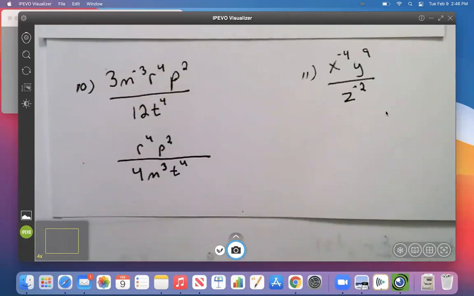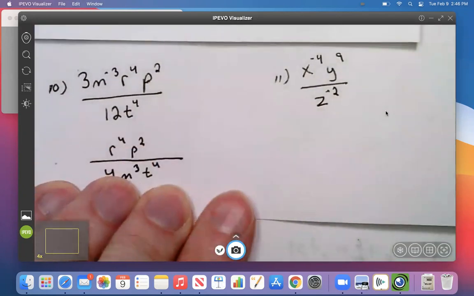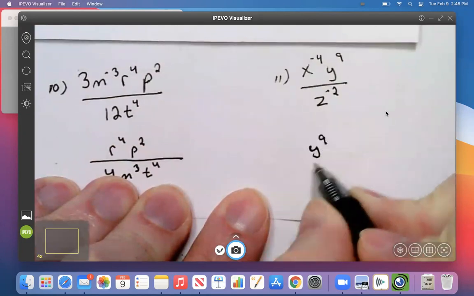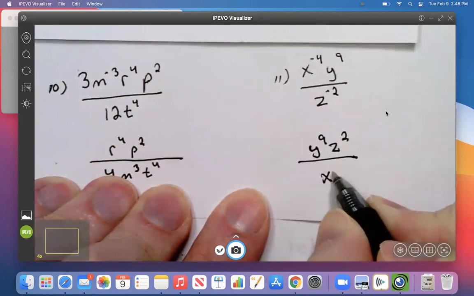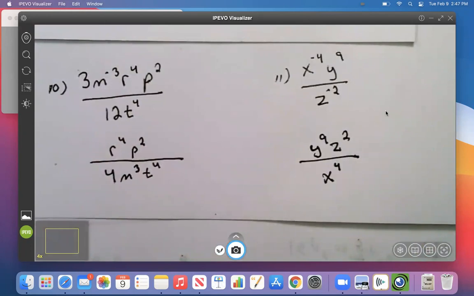Number 11. On number 11, the y to the 9th stays up top, the z squared moves up top, and the x to the -4 moves to the bottom. Your answer is y to the 9th, z squared over x to the 4th.